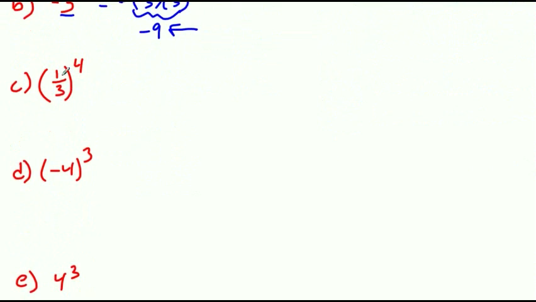Let's see here. 1/3 raised to the power of 4 means 1/3 times 1/3 times 1/3 times 1/3. That's what this means. 1 times 1 times 1 times 1 is 1. 3 times 3 is 9. Times 3 is 27. Times another 3 is 81.